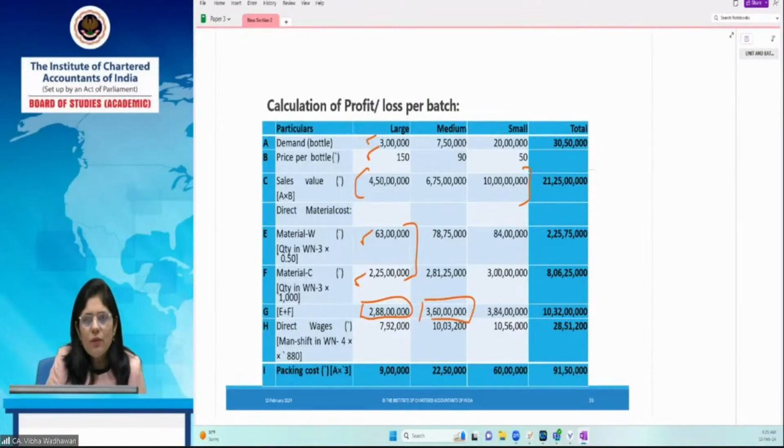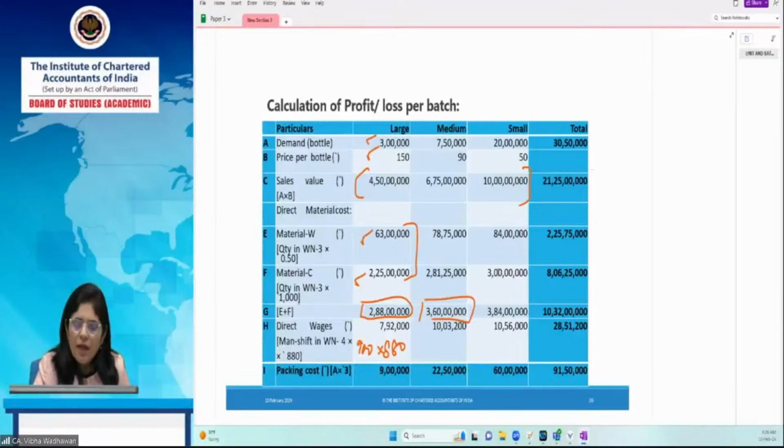Then direct wages, we have the man shift hours 900. So 900 was required, 880 was the rate. So 900 was the man shift hours which we calculated. Simply multiply by 880. हमने already shifts calculate कर लिया, ठीक है? So this is how you will be calculating wages.